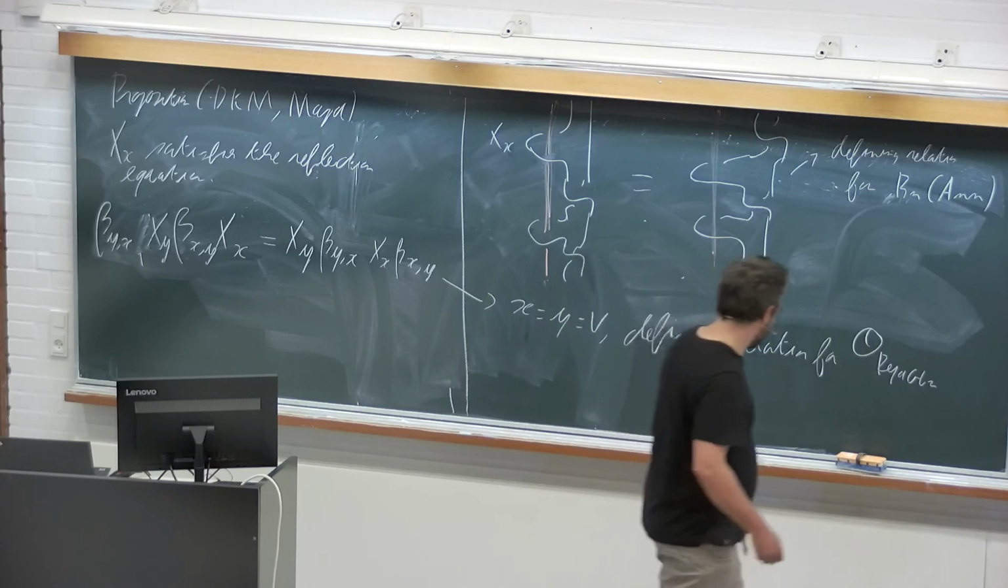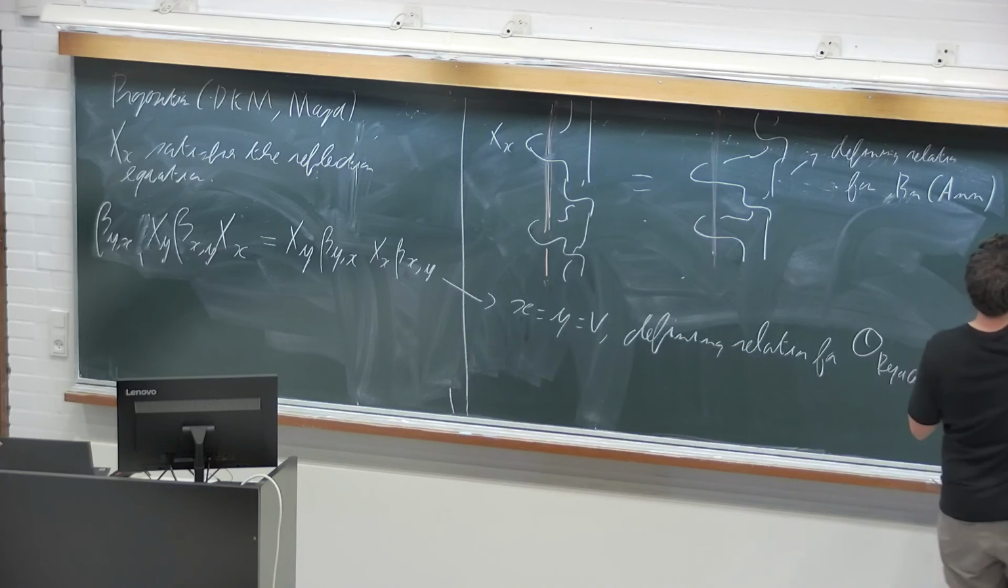So I'm almost out of time, so maybe let me just give the example of the punctured torus, and then I should probably stop.